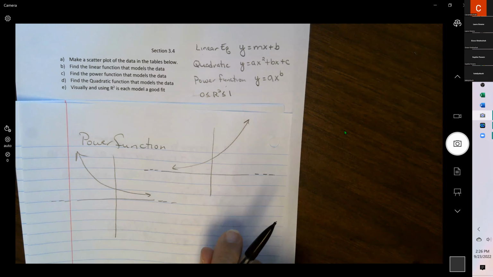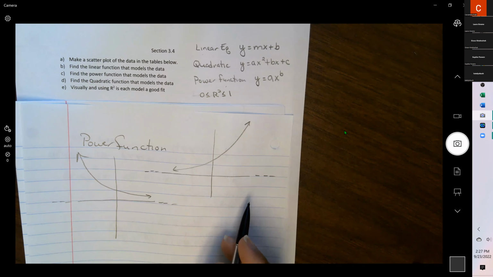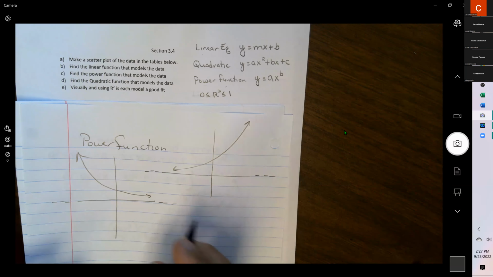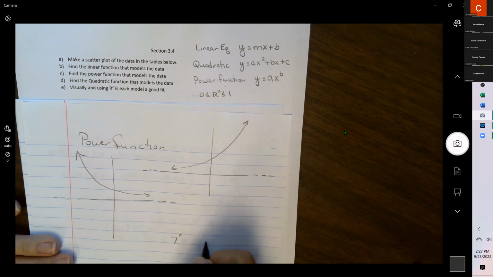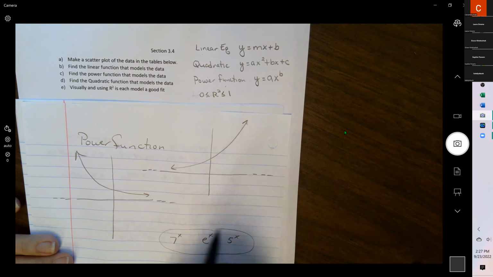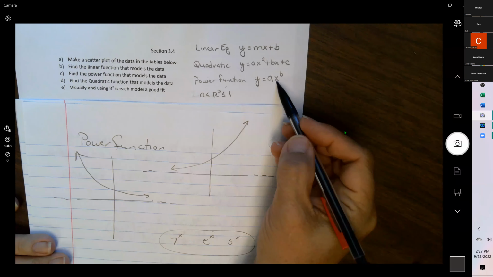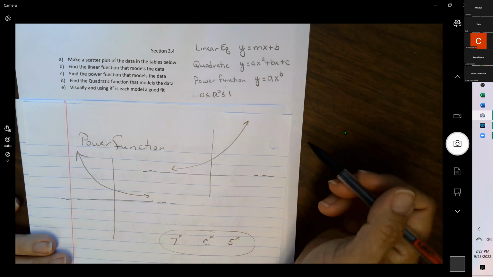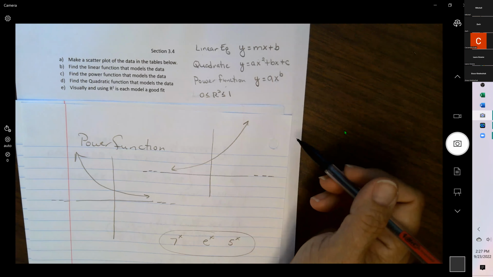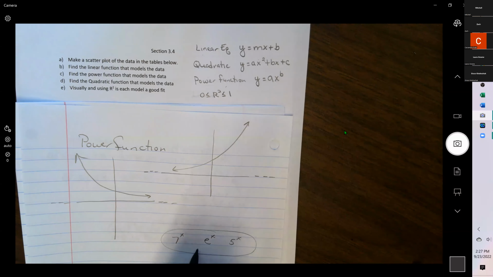Wait, I'm confused. I thought a power function was when x was in the exponent. No, that would be an exponential function. If you have 7 to the x, e to the x, 5 to the x, those are exponential functions, where a power function is x to a larger power than 2. We do get into these, I forget which chapter, but not this one. I think it's chapter 4.